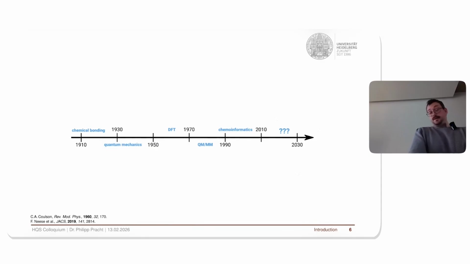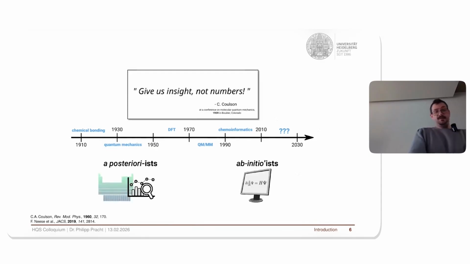And again, historically, there have been different philosophies. One person that tried to come up with terminology for this is Charles Coulson, who described the two philosophies as a posteriorists, so chemists that are more concerned with deriving correct chemical trends for a system, versus the a priorists, who he defined as people that are concerned with finding a good or the best approximation to the Schrödinger equation.